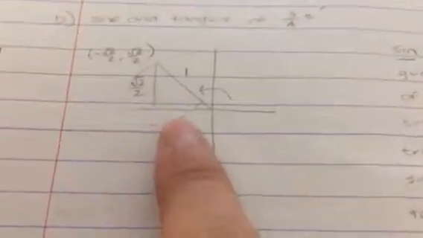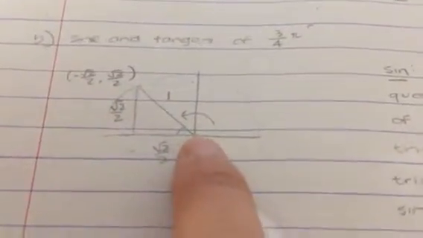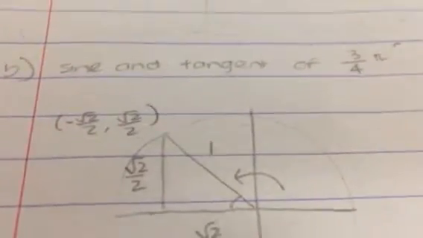Okay, so next I found sine and tangent of 3/4 pi, and 3/4 pi is just 135 degrees, so I drew it here in the second quadrant. This reference angle is 45 degrees, so this is a 45, 45, 90 triangle. In the unit circle, the hypotenuse is 1, and since this is a 45, 45, 90 triangle, the side lengths are root 2 over 2. In the unit circle, this side has a negative x value, so here it's negative root 2 over 2. So the x value is negative root 2 over 2, and the y value is root 2 over 2.